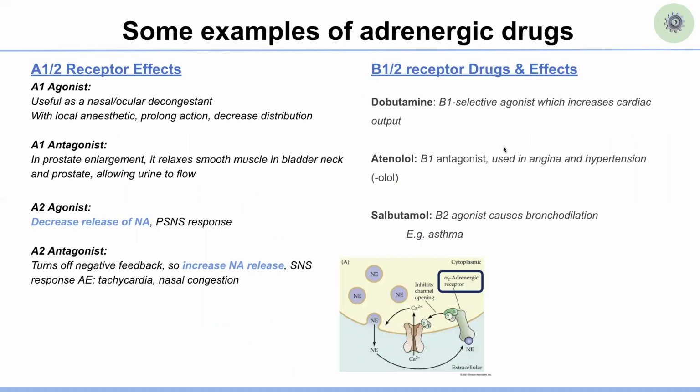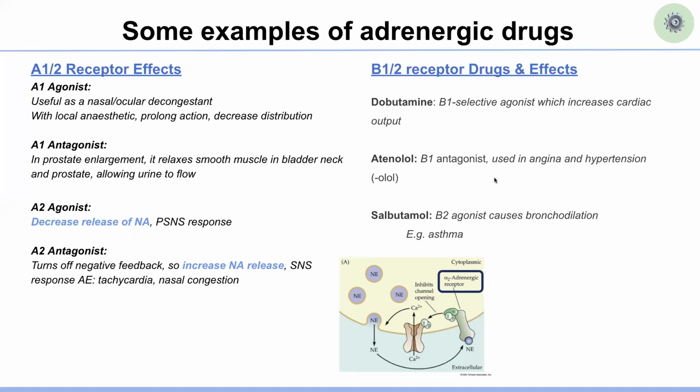An alpha-1 agonist is useful as a nasal or ocular decongestant with its vasoconstrictive effects, or with a local anesthetic, since it will decrease the distribution of the drug and make it last longer. As an antagonist, alpha-1 can be used in prostate enlargement to relax the smooth muscle. Alpha-2 activation has an inhibitory effect. So an agonist decreases the release of noradrenaline, and an antagonist would increase the release of noradrenaline.